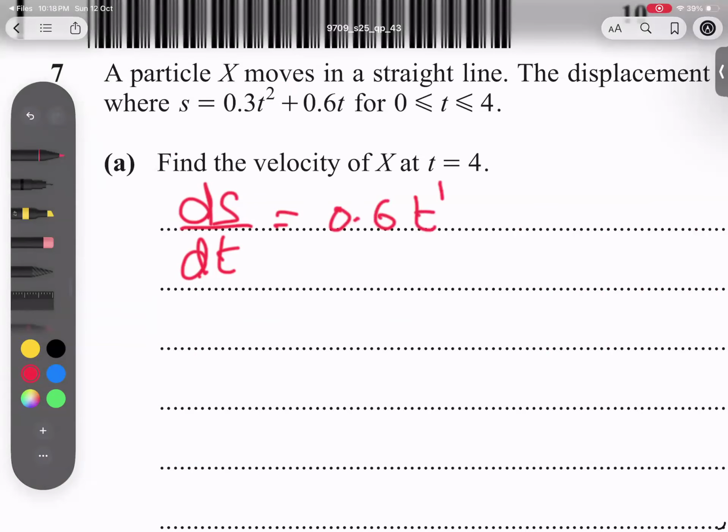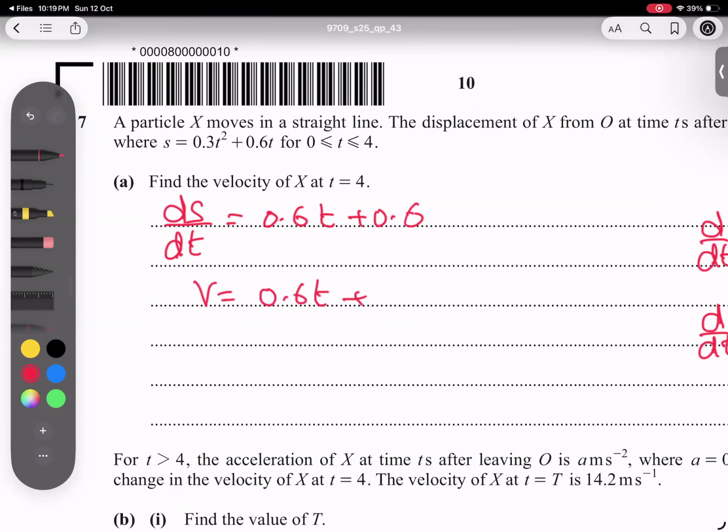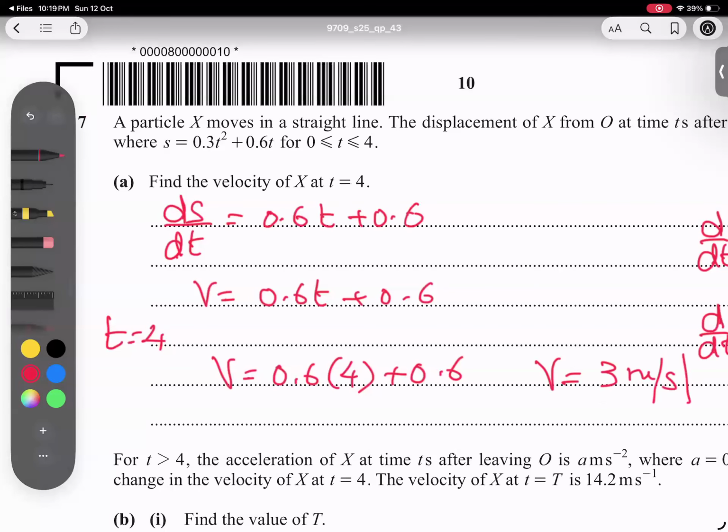This is called velocity: 0.6 t plus 0.6. And when I plug in time 4, what do I get for velocity? Let's see. There's a 4 and plus 0.6. So there's a 2.4 plus 0.6, we get a 3. So velocity turns out to be 3 meters per second. I hope the point is very clear.